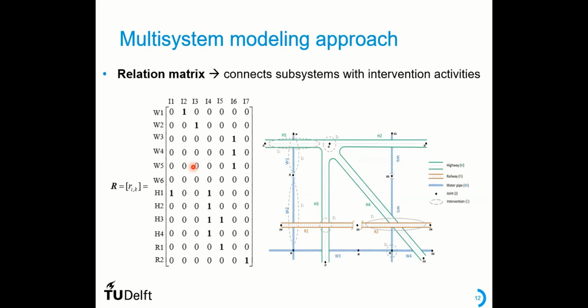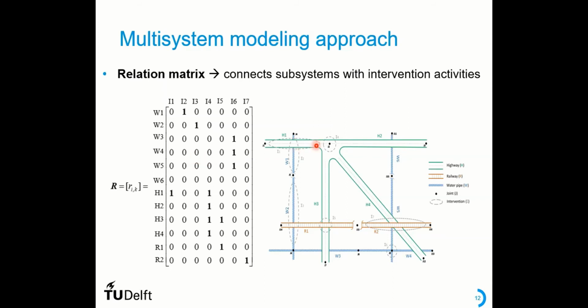Now, to capture the relation between the intervention activities and the subsystems, we have the relation matrix that connects subsystems with intervention activities. I will also give you an example here to make it clear. For example, this intervention I4 is for this joint between the 4 roads, so it affects all 4 roads. So I4 affects H1, H2, H3, and H4, so we put 1 here, otherwise we put zeros.